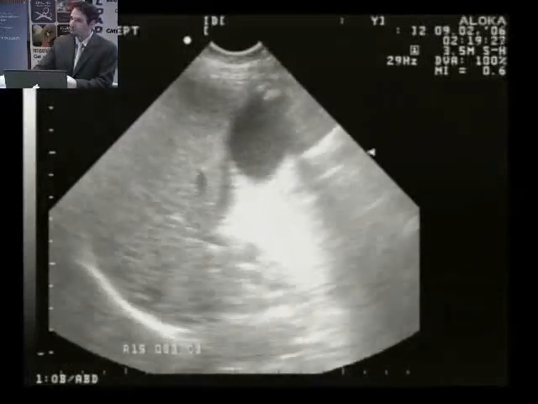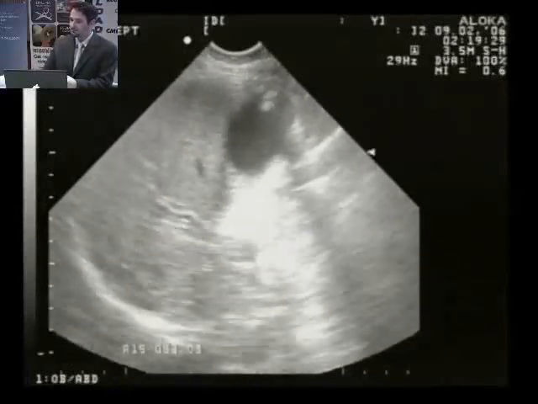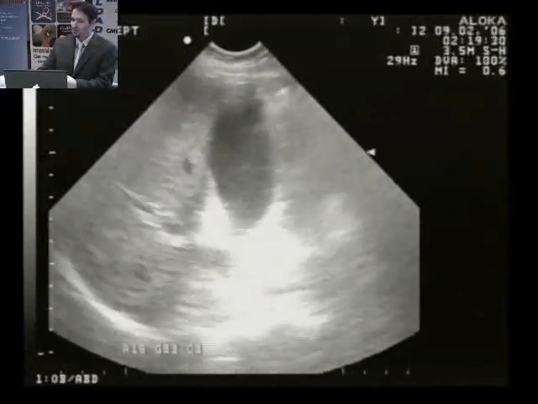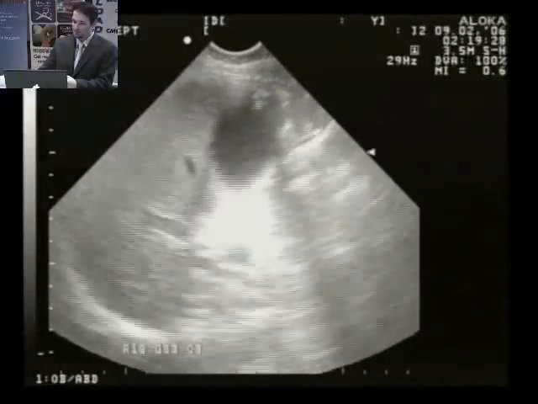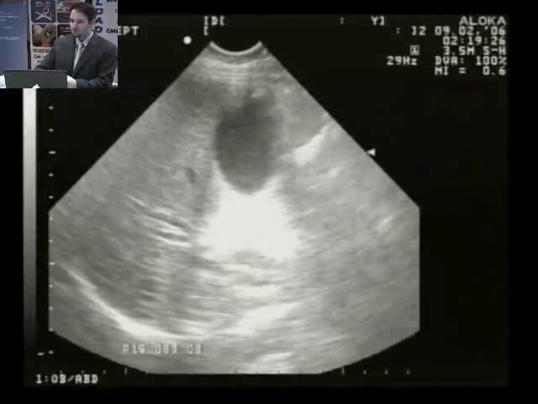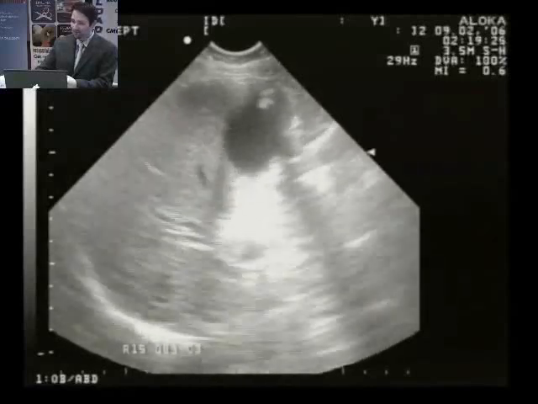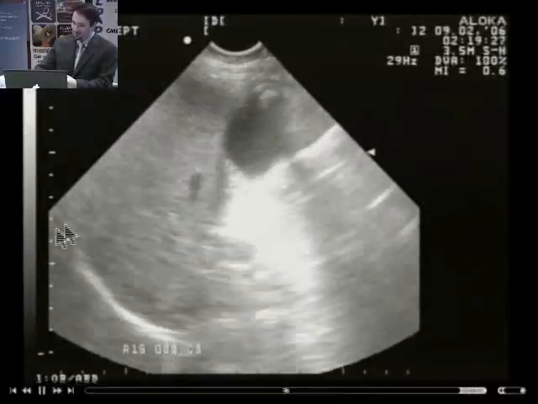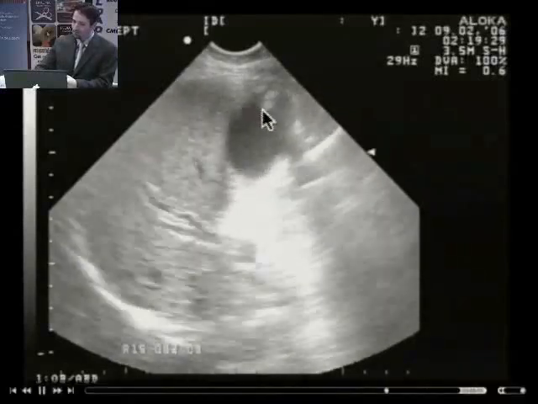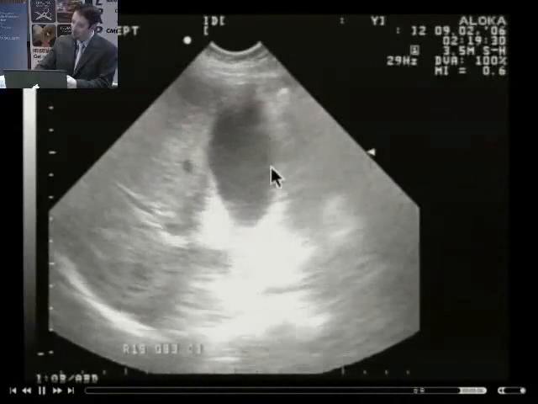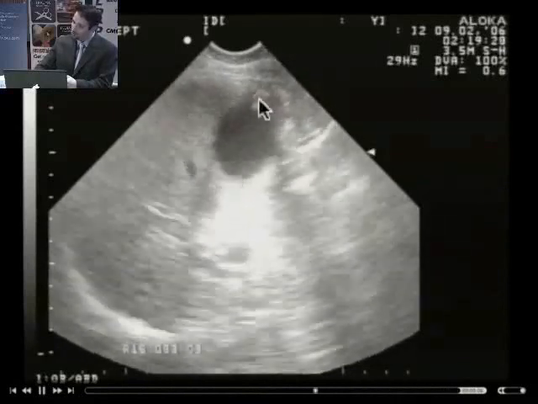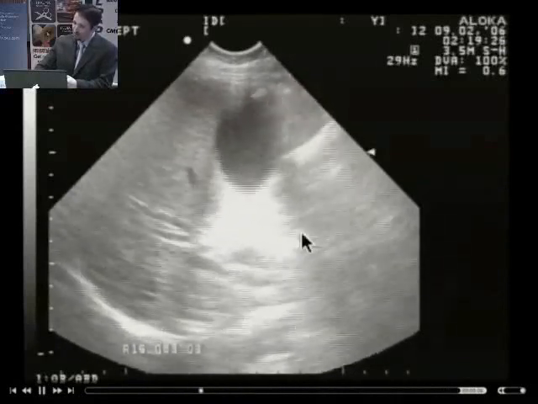How about this gallbladder? Are there any stones here? We're scanning with the patient supine. Who thinks there's a stone? A few hands. Most people say no. Well, there's something up here, right? Something up here, and it's casting this shadow. So it's clearly within the lumen of the gallbladder, and it's casting a shadow.